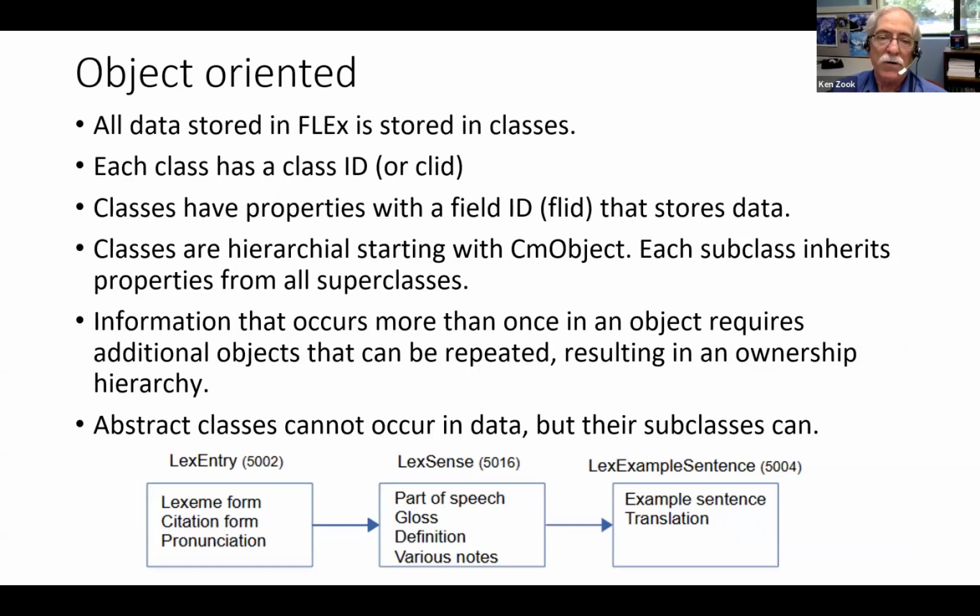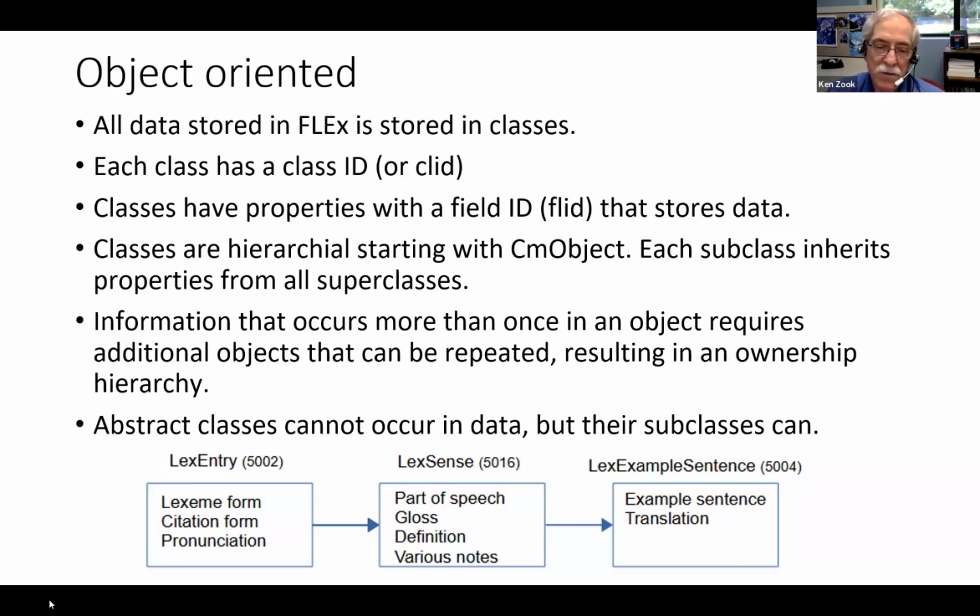Data in Flex is all object-oriented. All data is stored using classes. Each class has a class ID, or CLID for abbreviation. Classes have properties with a field ID, or a FLID, that stores data. Classes are hierarchical, starting with CM object, and each subclass inherits properties from all superclasses. Information that occurs more than once in an object requires additional objects that can be repeated, resulting in an ownership hierarchy. And there are abstract classes that cannot occur in data, but their subclasses can.